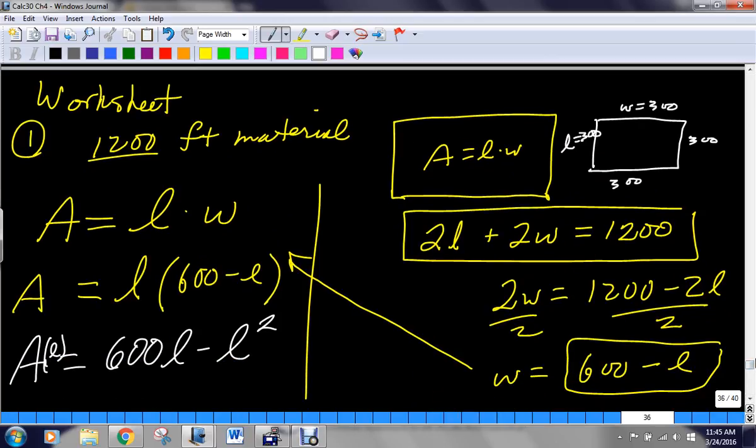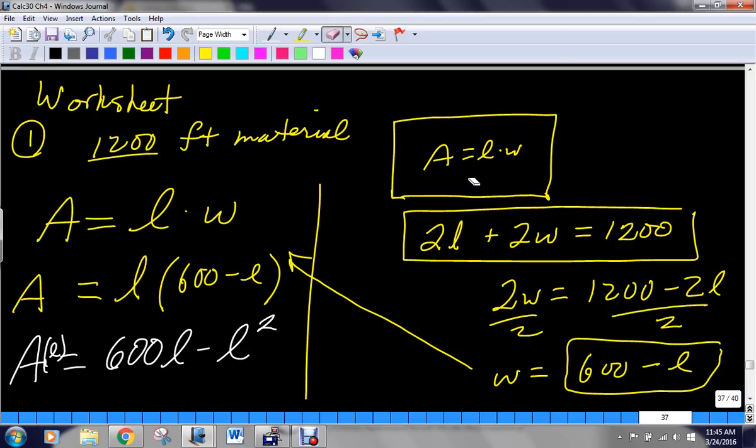Number 1. Just as a quick review, we have 1,200 feet of material. We should draw a diagram because in the question it says, what's the largest area for a rectangular fenced area that you can have given this amount of material? And so we drew a picture, and this was actually the answer at the end. We didn't have that on the picture.